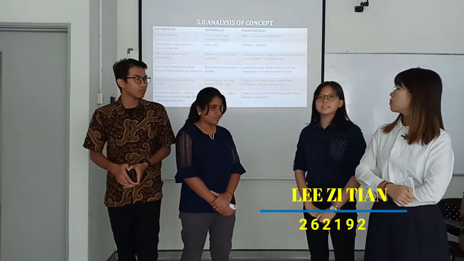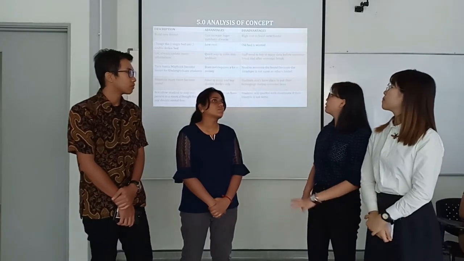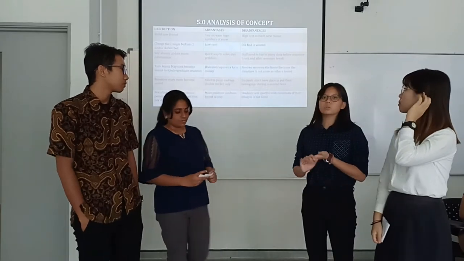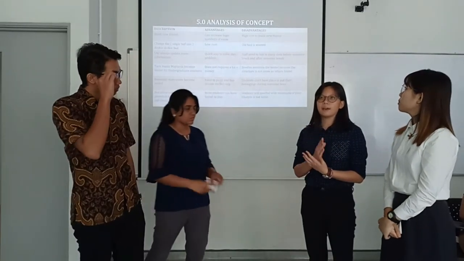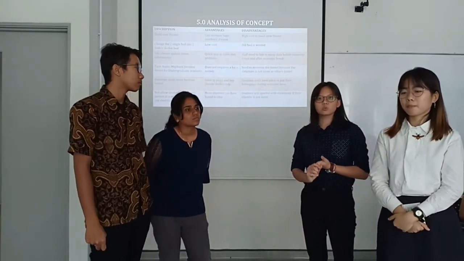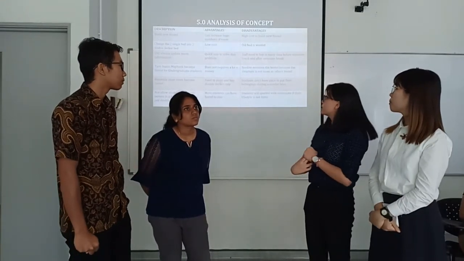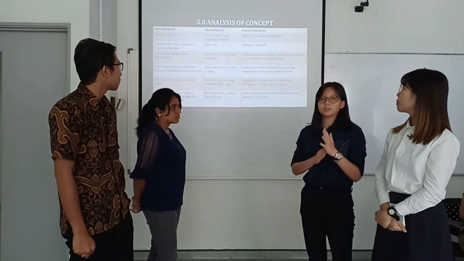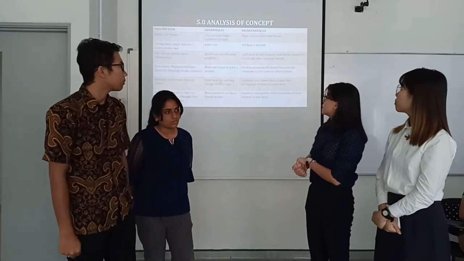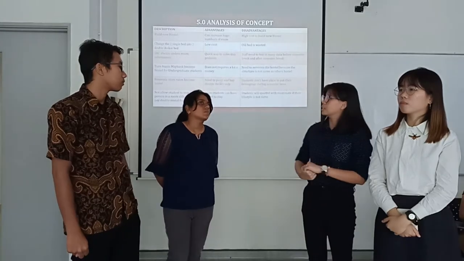So my name is Vicky, my matric number is 262192. So I will talk about the analysis of concept. The first one is build new hostel. As we know, UUM has quite a big space, a big empty space to build the new hostel, and it can increase the huge number of rooms and students can live inside the hostel. But the disadvantage is it takes a high cost to build a new hostel.